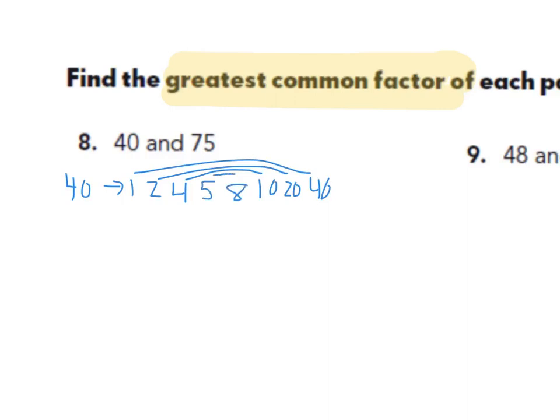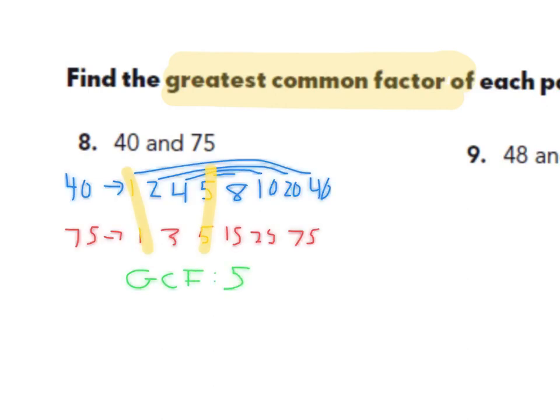And if I try all the factors of 75, I can list out 1 and 75, 3 and 25, and 5 and 15. Now, they have multiple factors in common. They share 1, they share 5, but the greatest of all these common factors, the biggest one, ends up being obviously 5. Greatest common factor is 5.